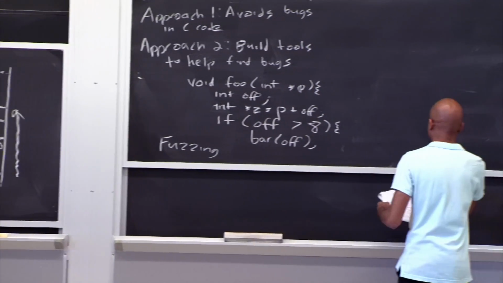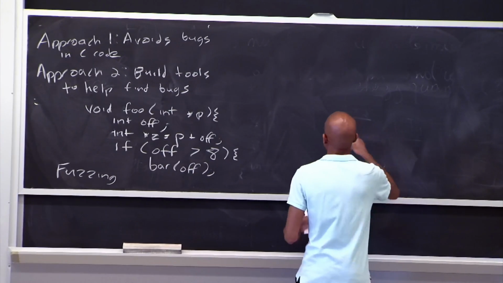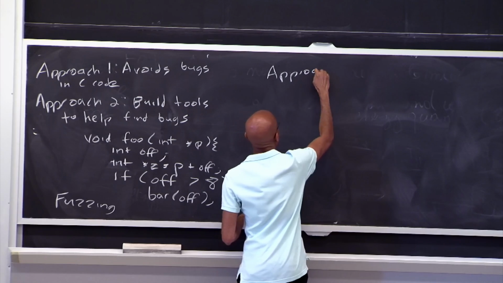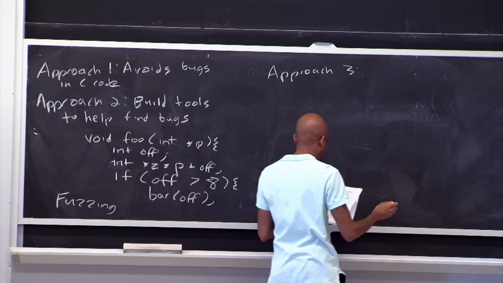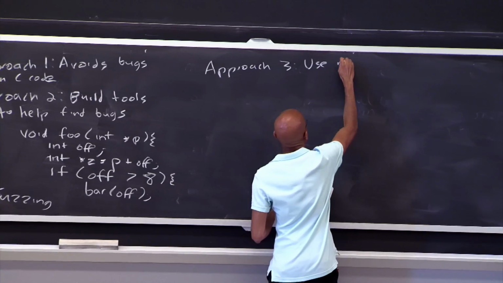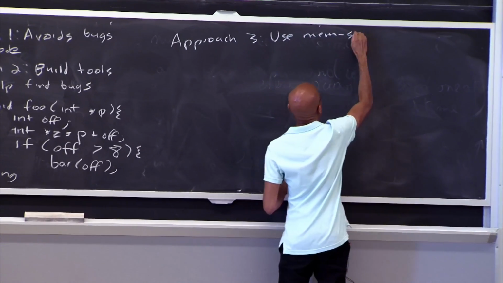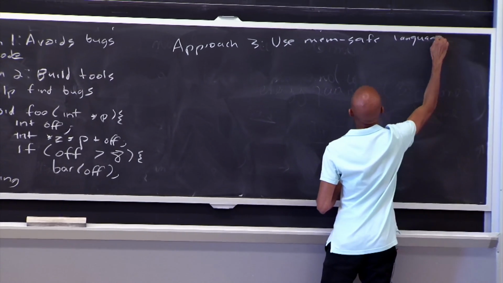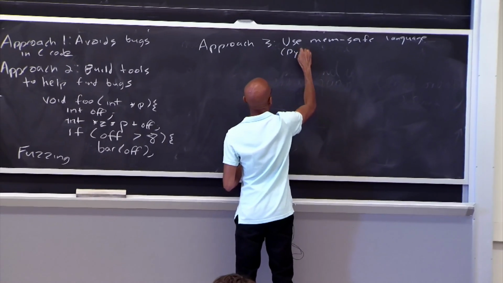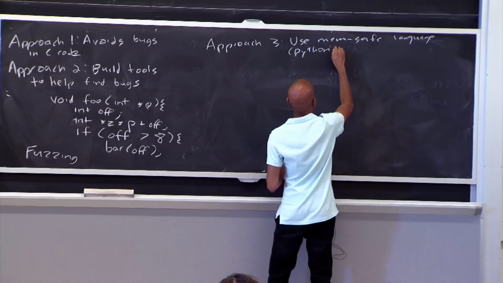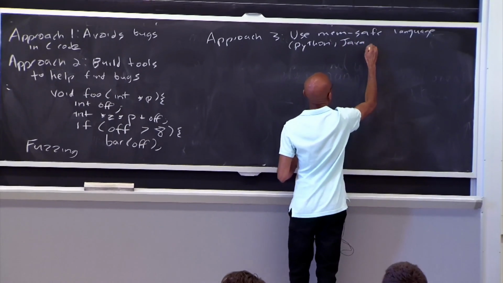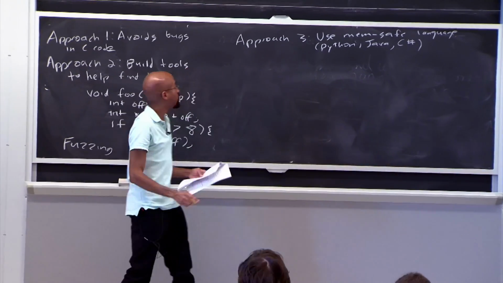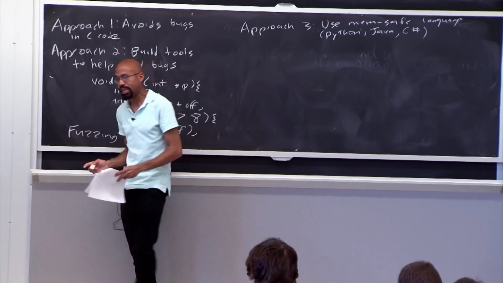So those were two approaches to deal with defending against buffer overflows. There are actually some other approaches. A third approach you might think about using is a memory-safe language. Examples of these are Python, Java, C#. We're not going to put up Perl there because people who use Perl are bad people. So you could use a memory-safe language like that.